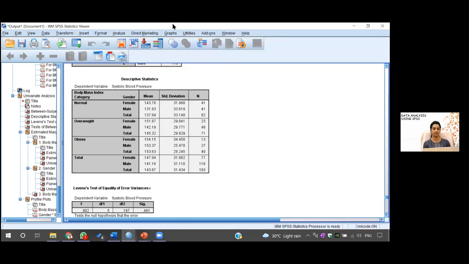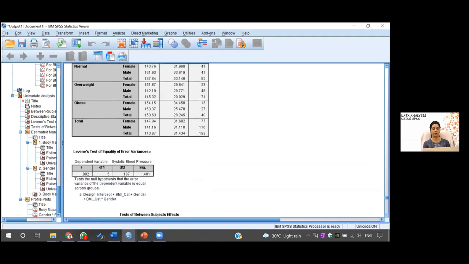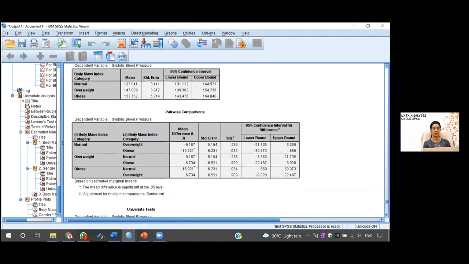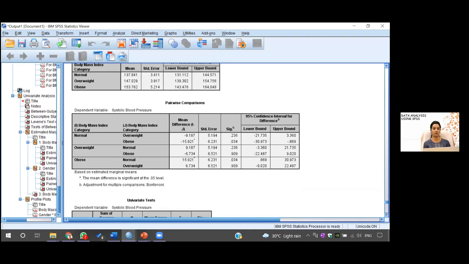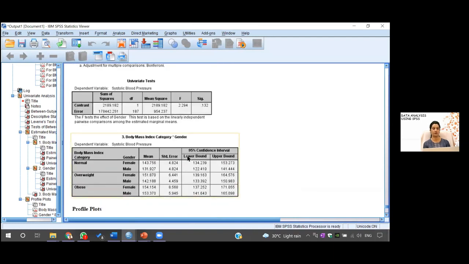So here, this also you have to report, that gender is missing, but this also you will report. This one, this pairwise comparison. If you again go down, this one, right? So you report these two pairwise comparisons. So how many tables are we going to report? We report one, test between subject, where we'll show the interaction term, whether it is significant or not. We'll report one table of descriptive and we'll report two pairwise comparisons, right?